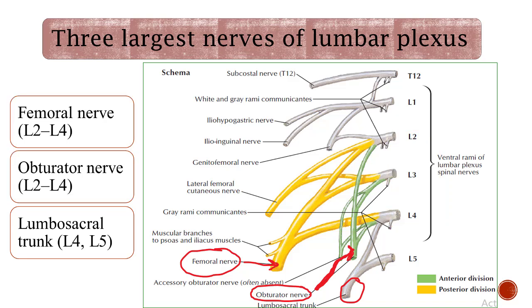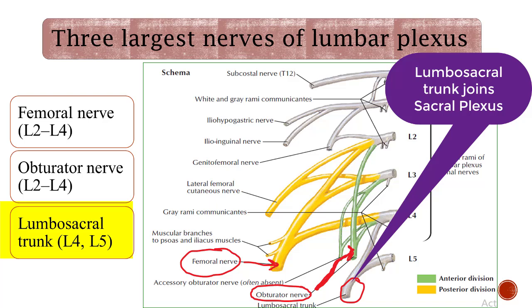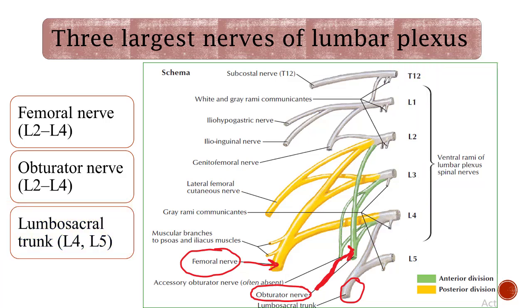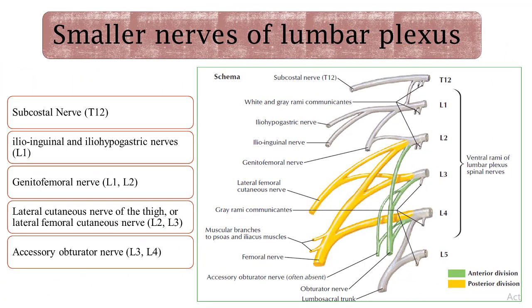The third largest nerve of this plexus is the lumbosacral trunk, and this trunk is formed by the L4 and L5 lumbar nerves. It is shown in gray, and I already told you that this lumbosacral trunk is going to take part in the formation of the sacral plexus, as it will join the sacral plexus that we will see later on. So now we will have a look into other smaller nerves of the lumbar plexus, which are shown over here.